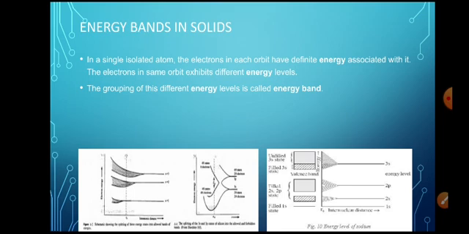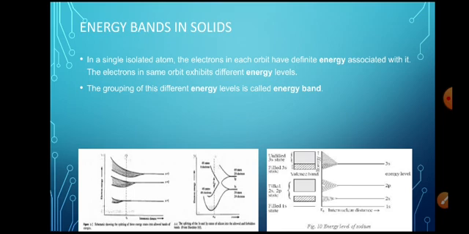So, the energy levels of the outermost orbital electrons are affected by the neighboring orbitals. The electrons in a particular orbital will have slightly different energies. Since there are millions of atoms in the solid, the slight difference in energy levels forms a band. This band is called an energy band.